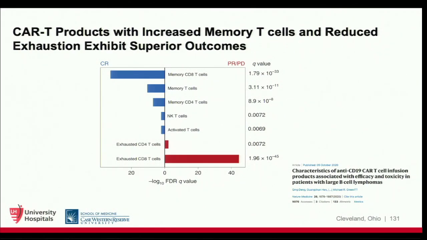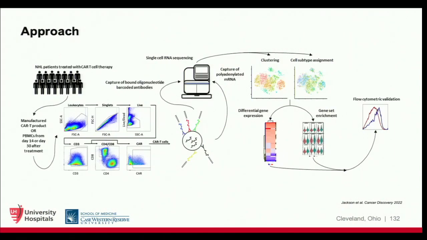So you can see in the diagram here, in blue, we're looking at the patients who had complete remissions, in red, partial remissions or progressive disease. And the complete remissions are dominated by T cell products that are enriched for memory CD8 cells and memory CD4 cells. And the patients who had worse outcomes are characterized by T cells that were exhausted.